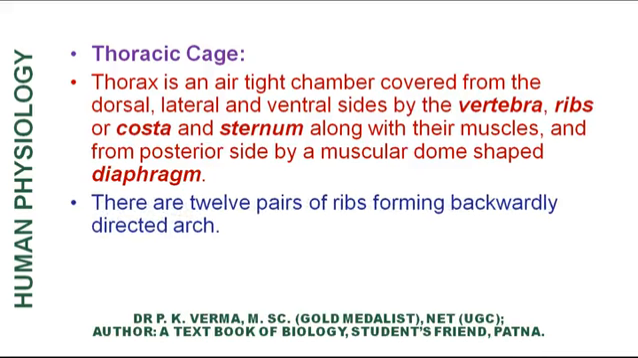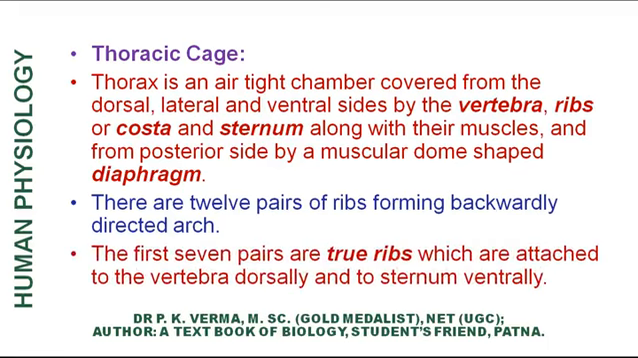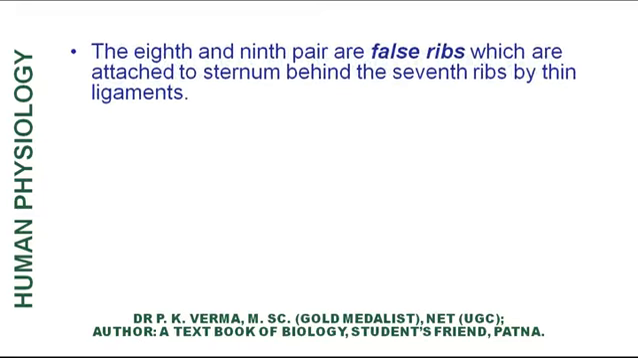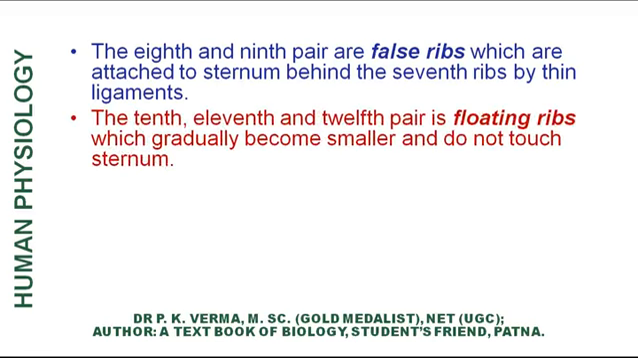There are 12 pairs of ribs forming a backwardly directed arc. The first 7 pairs are true ribs, which are attached to the vertebra dorsally and to the sternum ventrally. The 8th, 9th, and 10th pairs of ribs are false ribs, which are attached to the sternum behind the 7th rib by thin ligaments. The last 2 pairs, 11th and 12th, are floating ribs as they do not reach the sternum anyway.